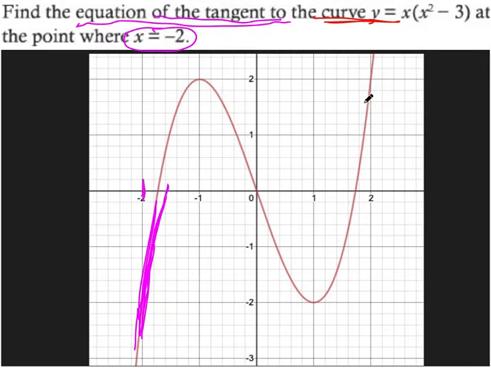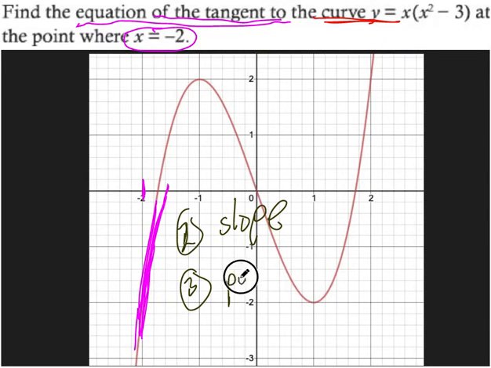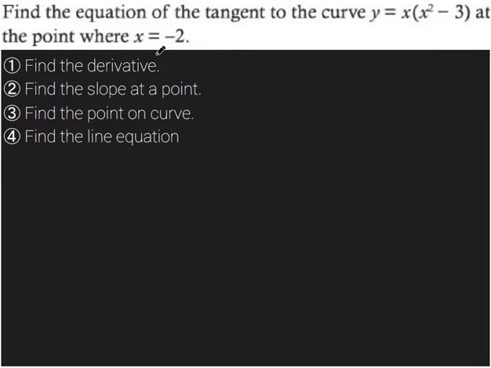So we have to go about finding first the slope. So we need to find the slope. It's actually step 2 in the list. And then we need to find the point on the curve where the line touches. So we need to find this point here. Where does the curve and the tangent line actually intersect? So let's give that a try. So first we're going to find the derivative.